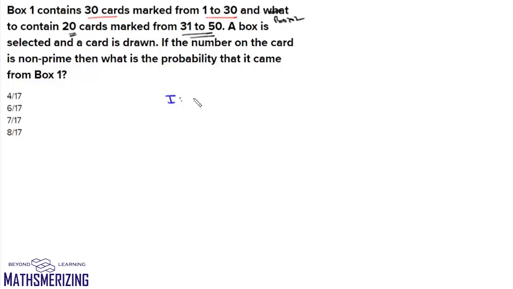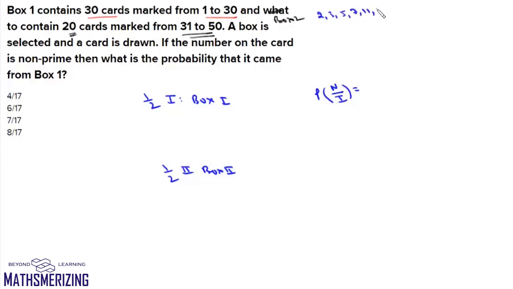We'll define the first event as when we have chosen box 1, and the second event as when we have chosen box 2. Now since there are two boxes, the probability of choosing box 1 is 1 by 2 and the probability of choosing box 2 is also 1 by 2. Now we'll find the conditional probability that if we choose box 1, what is the probability that we get a number which is non-prime.